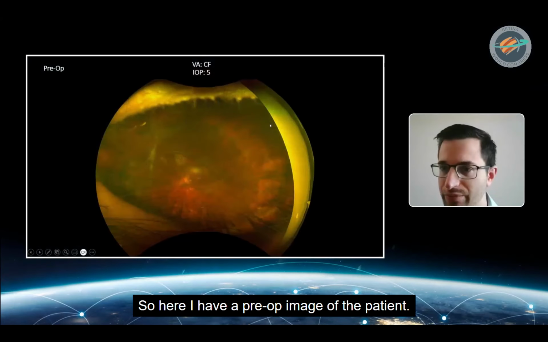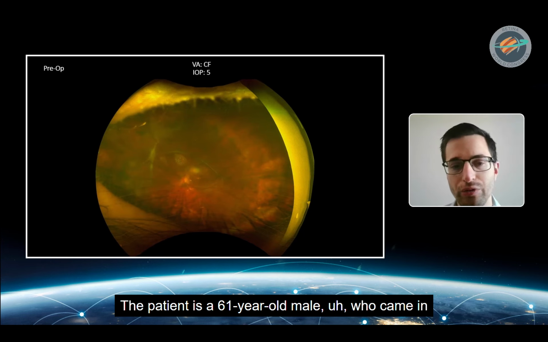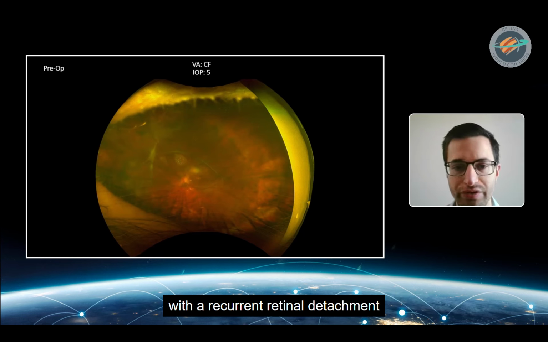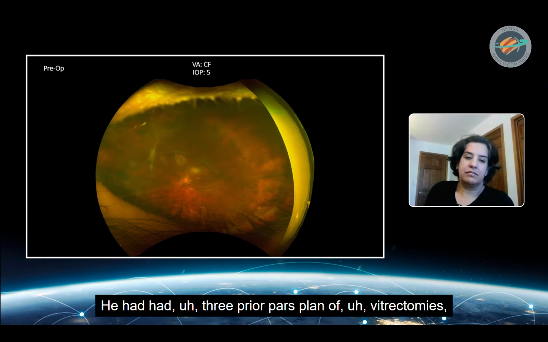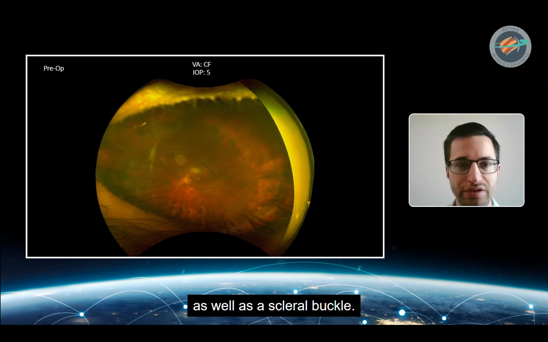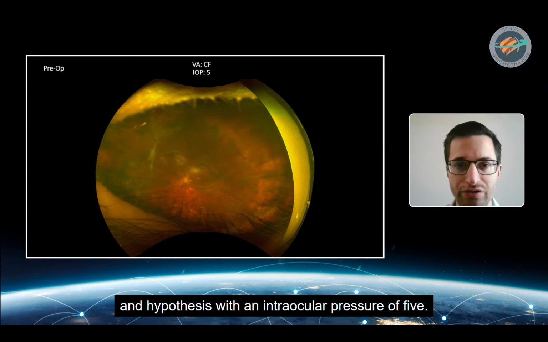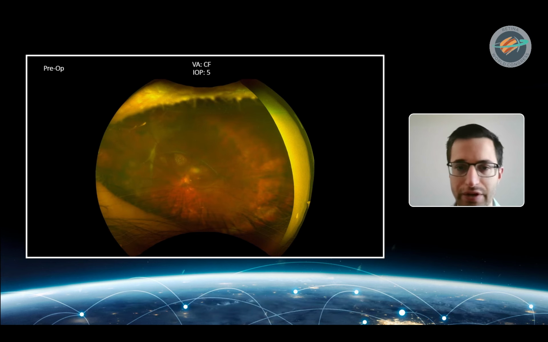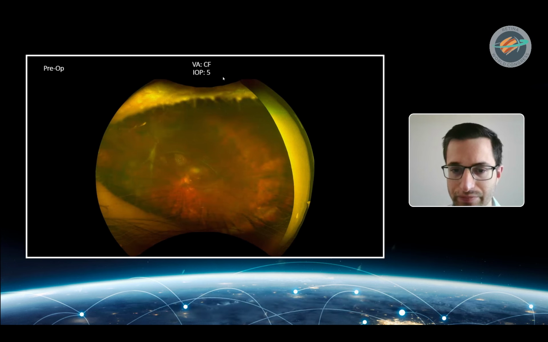So here I have a pre-op image of the patient. The patient is a 61-year-old male who came in with a recurrent rhegmatogenous retinal detachment with anterior loop PVR and subretinal bands. He had had 3 prior pars plana vitrectomies, including an inferior retinectomy elsewhere, as well as a scleral buckle, and came in with count fingers vision and hypotony with an intraocular pressure of 5. And so let me go ahead and share my video.